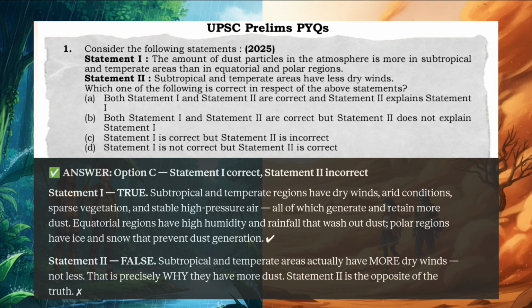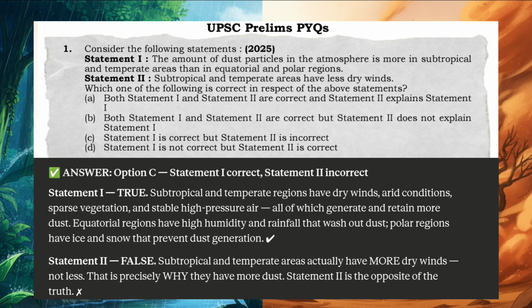Answer, option C, statement 1 correct, statement 2 incorrect. Statement 1 true. Subtropical and temperate regions have dry winds, arid conditions, sparse vegetation, and stable high-pressure air, all of which generate and retain more dust. Equatorial regions have high humidity and rainfall that wash out dust. Polar regions have ice and snow that prevent dust generation.